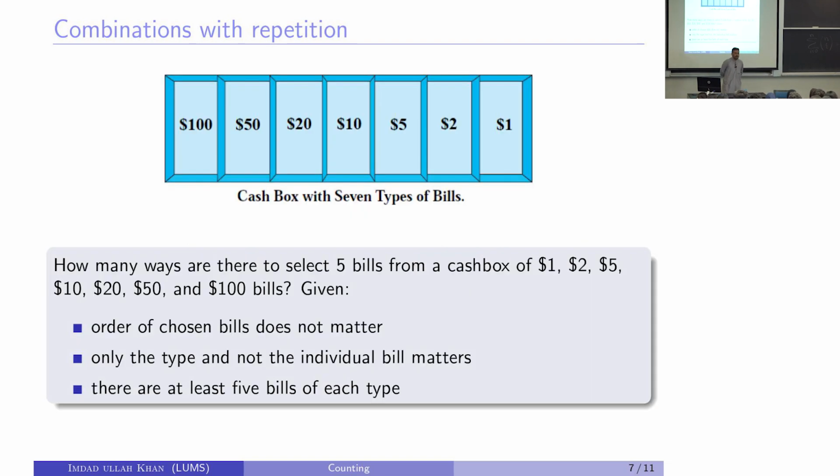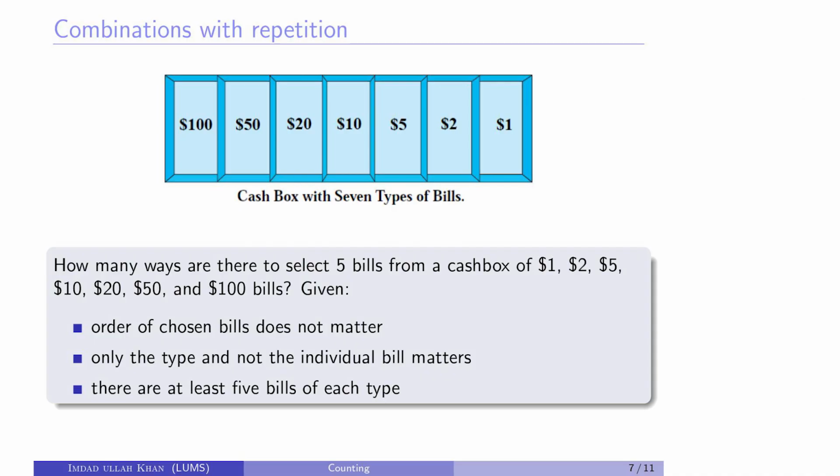Let me give you another example. You have a cash box available with these slots. You must have seen cash boxes. If you go to PDC, you will see this cash register or cash box. That's how things are arranged. They have a slot for $100 bills, a slot for $50 bills, for 20s, for 5s, for 1s, and they have, let's say, infinitely many bills in each slot.